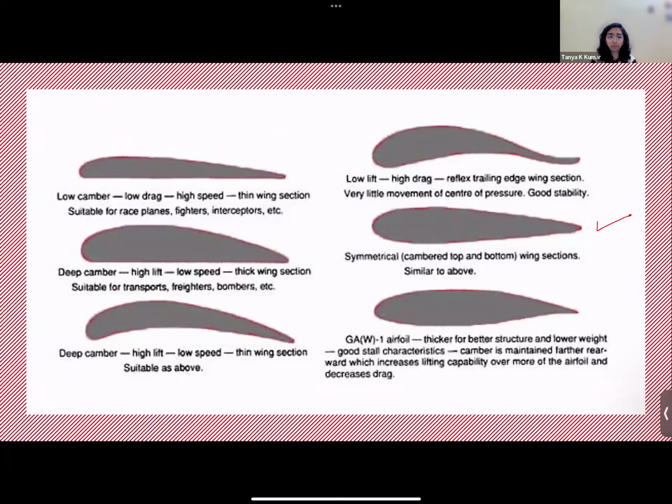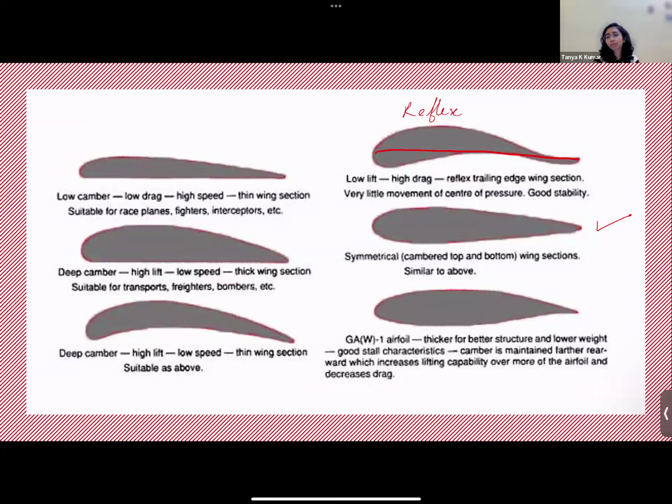Then you have deep camber, where you have a greater camber, greater curvature at the upper surface. Then you have deep camber in two types. One is where the bottom is still flat, and the other where the bottom also has this curvature. It'll just make the wing section thinner. Then you have the reflex airfoil, where there's an upward curvature towards the trailing edge. Somebody had defined the reflex airfoil where the chord line cuts through the camber. So here it goes out of the surface and into the surface.